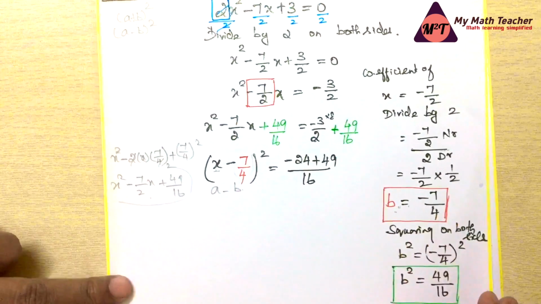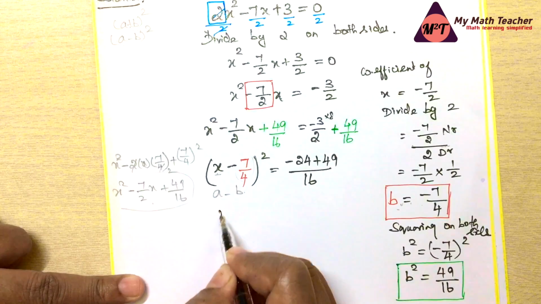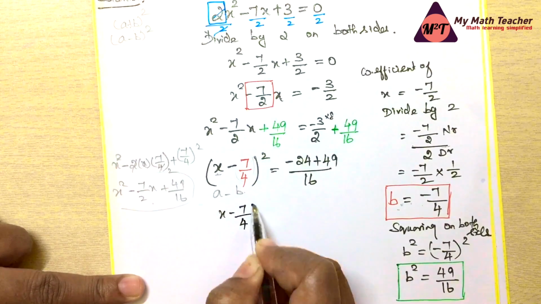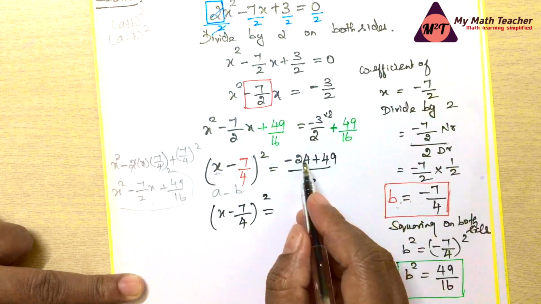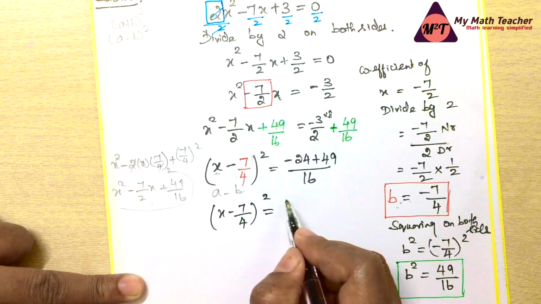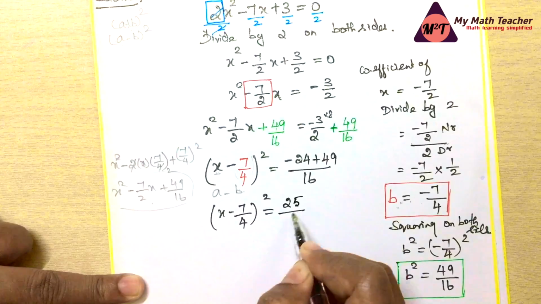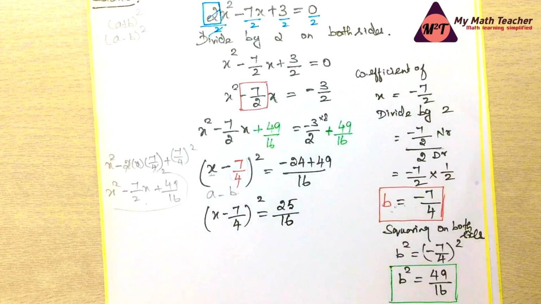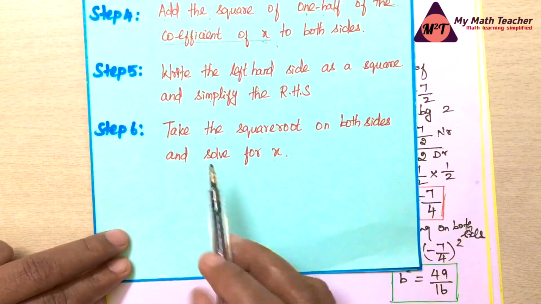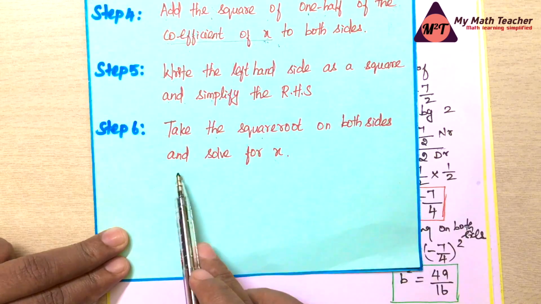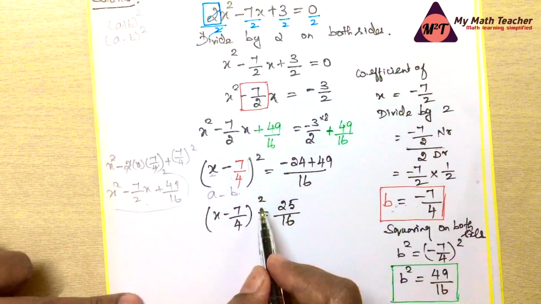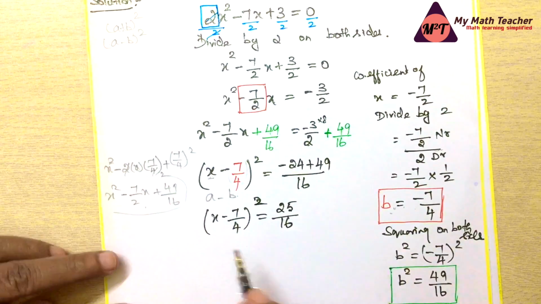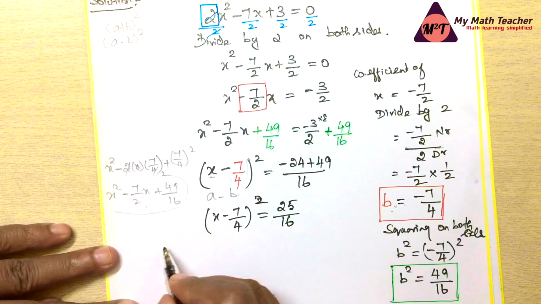Now let us come back to the simplification. x minus 7 by 4 whole square is equal to, adding the numbers, minus 24 plus 49, which is 25 by 16. Next, now the last step, that is take square root on both sides and solve for x. The purpose is to remove the square. So that's why we are taking square root on both sides.